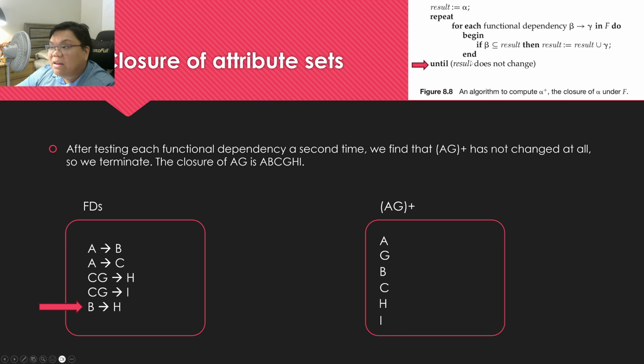Now we have reached the end of our for each loop, and in doing that, the result did not change, so the algorithm terminates. The closure of AG is ABCGHI.